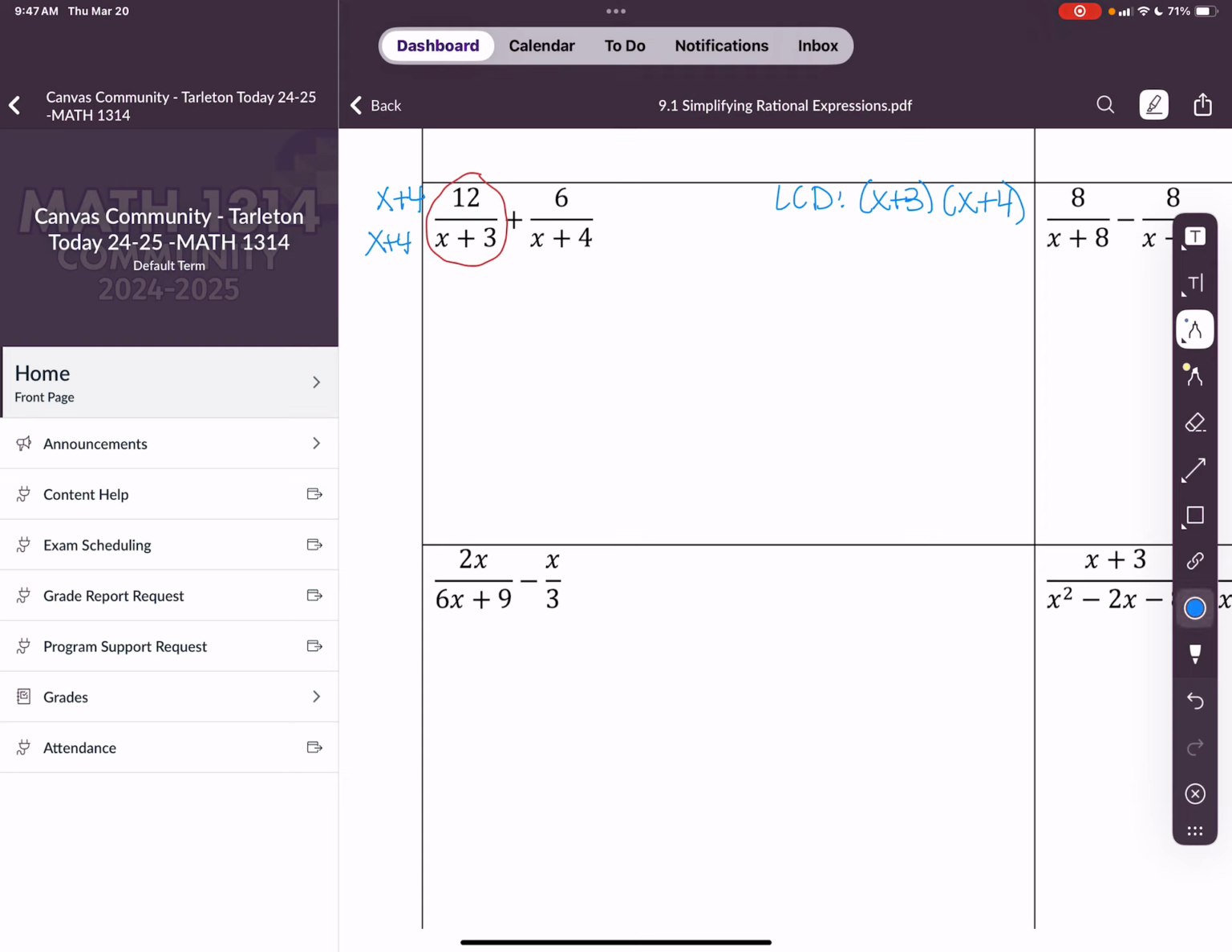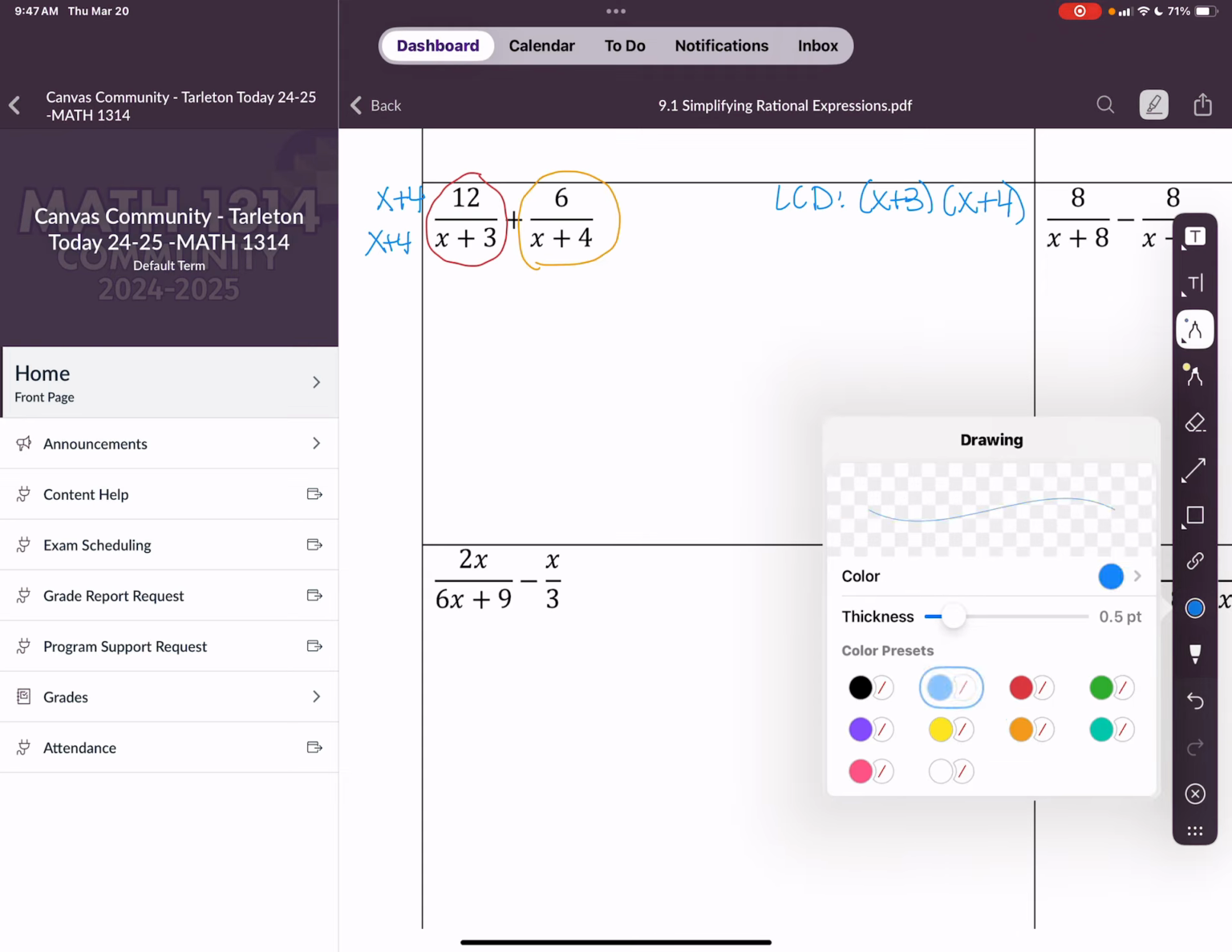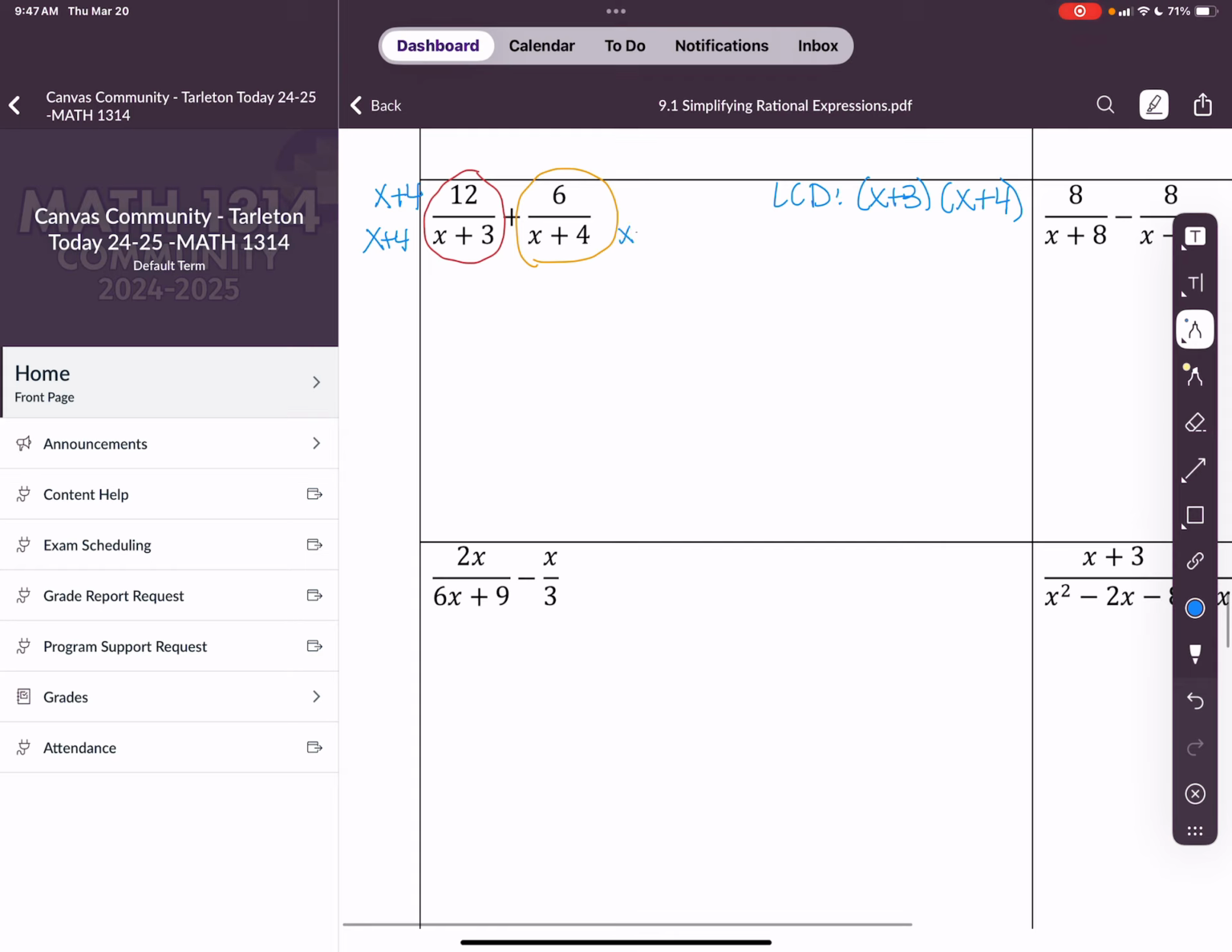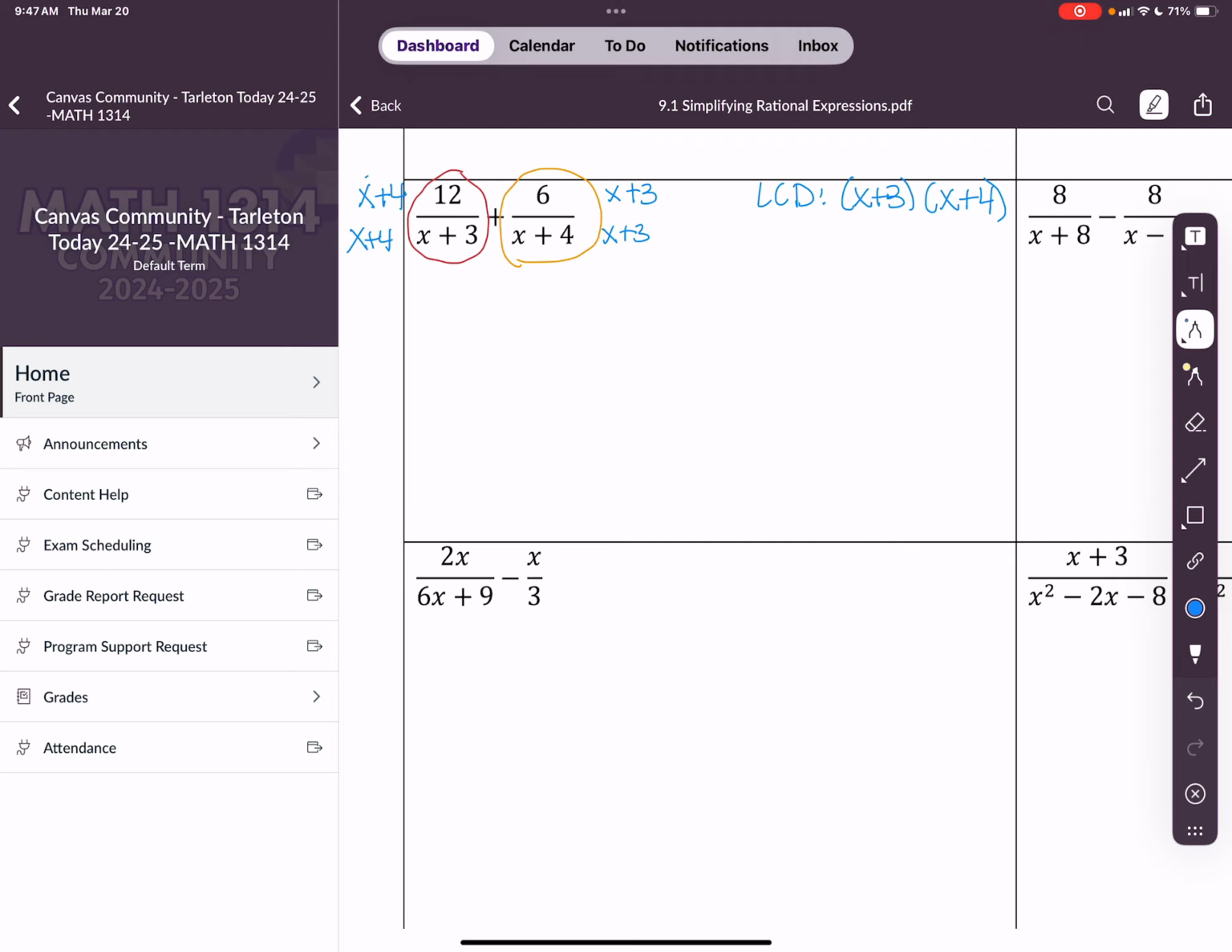All right, well then in the fraction I'm going to circle in orange. Sorry, I already have an x plus 4 on my denominator, so I need to multiply by the x plus 3 on both the top and the bottom. Okay, so go ahead and distribute that. So x times 12 gives you 12x, and 4 times 12 gives you 48.